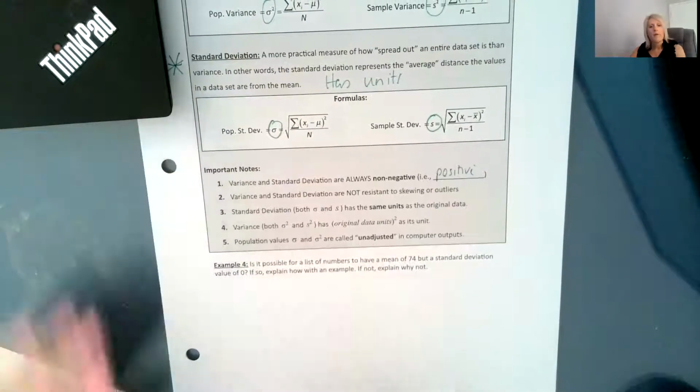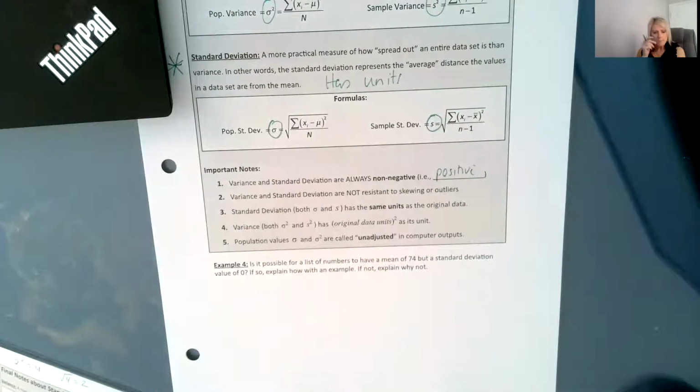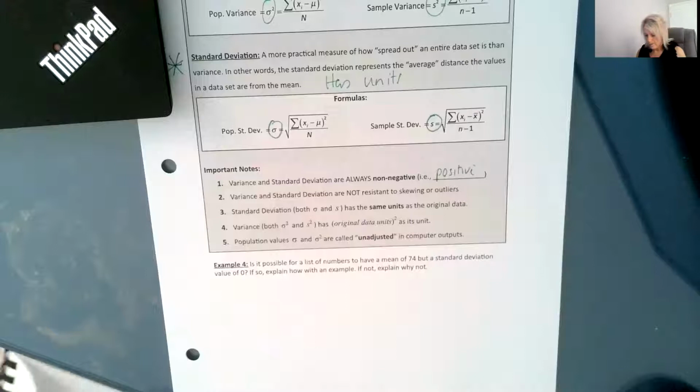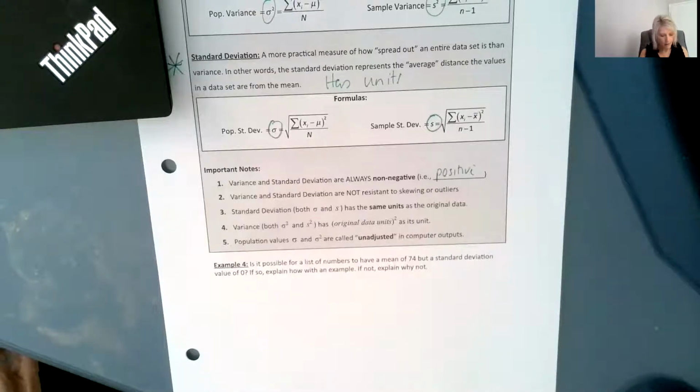Example 4 says, is it possible for a list of numbers to have a mean of 74 but a standard deviation of 0? If so, explain how with an example. If not, explain why not. I want you to think about that.